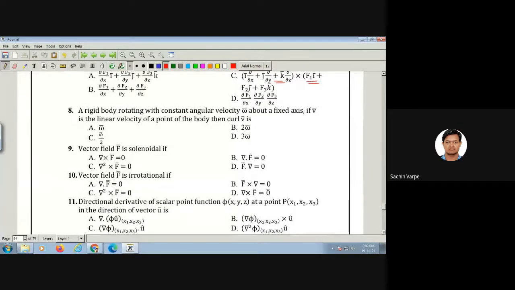A rigid body rotating with a constant angular velocity omega bar about the fixed axis. If v bar is the linear velocity of a point, then curl of v bar will be twice the angular velocity, that is 2 omega bar. That's the standard relation we have seen. A vector field is said to be solenoidal if what? The divergence, the dot product, is 0. And it is irrotational if what? The curl is 0.